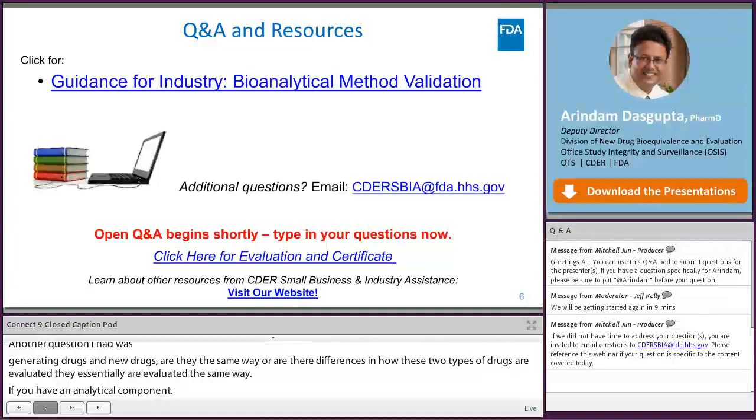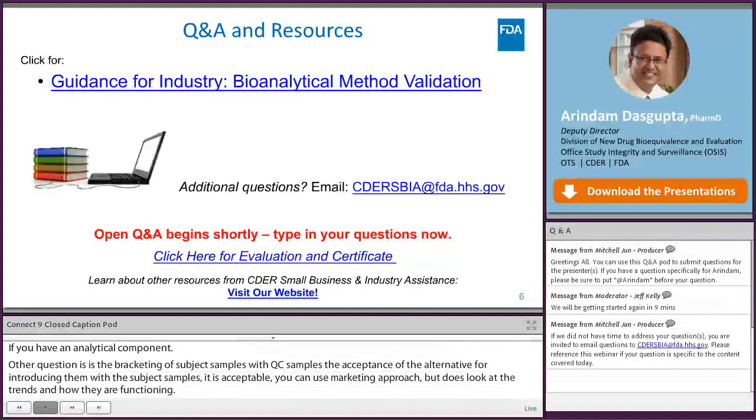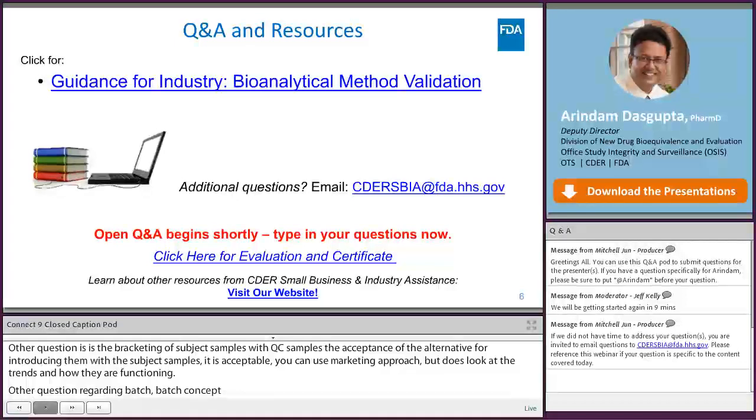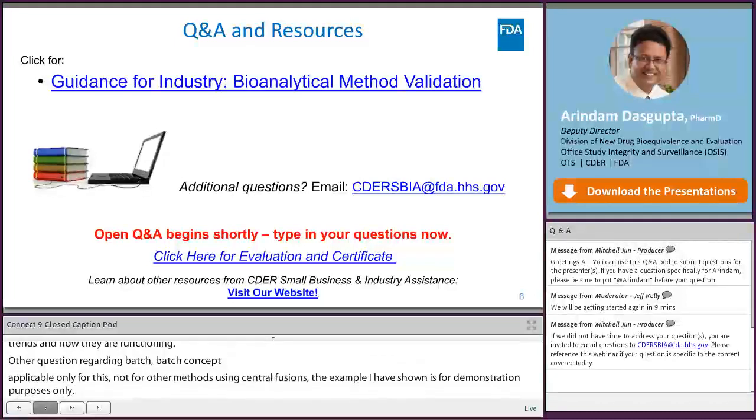Another question regarding batch. Is the batch concept applicable only for 96 well plate, not for LLE methods using centrifuges? The example I've shown is for demonstration purposes only, and you can use the same concept for any processing which involves batches. And let's see if I have any more questions. I think this was the last question for me.